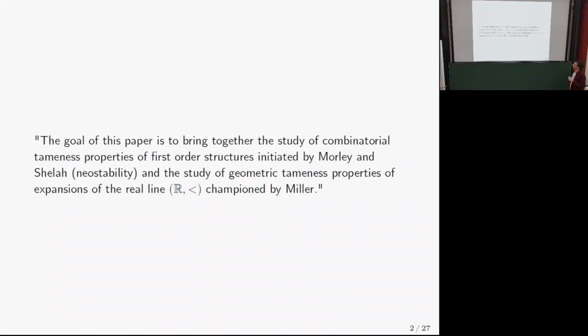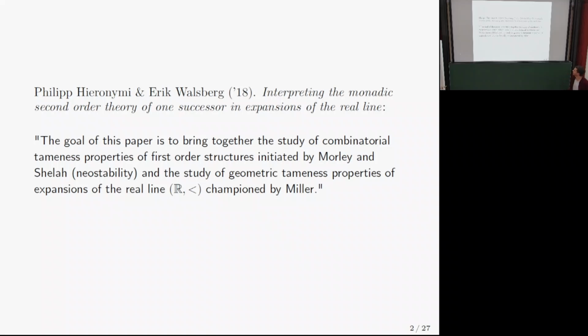The goal of this paper is to bring together the study of combinatorial tameness properties of first-order structures in statistical modeling and Shelah, or what we call neostability, and the study of geometric tameness properties of expansions of the real line championed by Miller. So this, Philip might have recognized, is the first sentence of a 2018 paper by him and Eric Walsberg. And the reason I'm including it is because I think it's a good summary of what I'm going to be talking about.